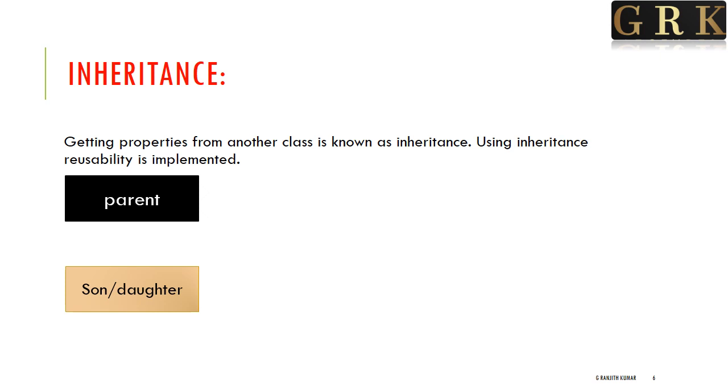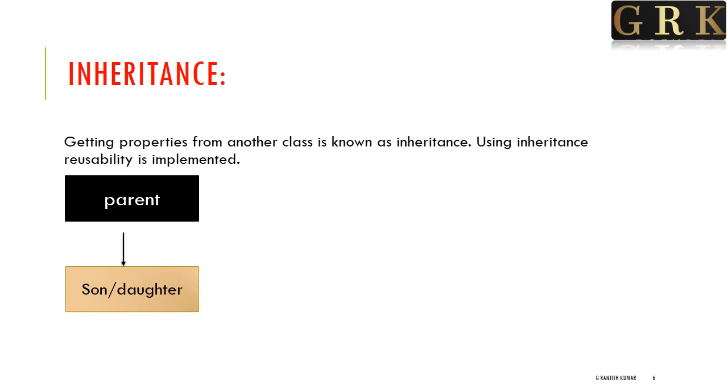The child is looking like his father, which means the father's features have been taken by the child. The child is taking that feature from the parent. This is a simple example of inheritance: taking properties or features from someone else we call inheritance. This parent-child example is a real-time example.